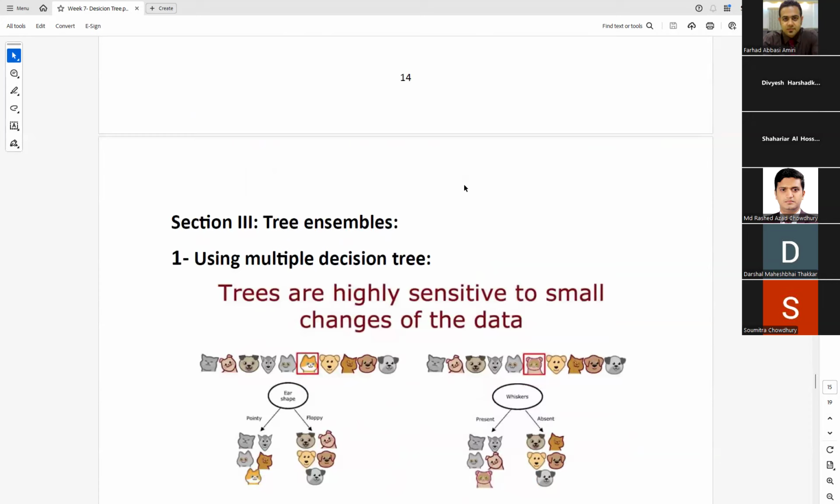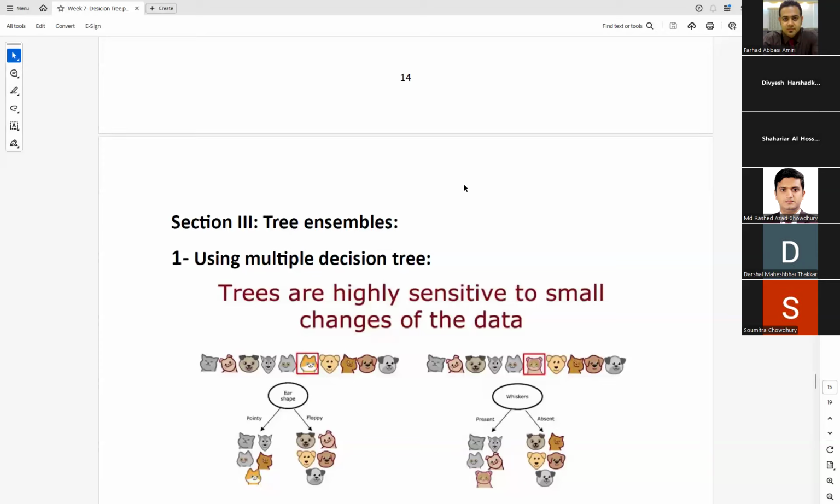Tree ensembles. What does tree ensembles mean? You remember that I told you that just using one decision tree doesn't work that well. We need an ensemble of trees, or a group of trees, to see their votes and then get the majority of votes to make a decision. We cannot just trust one decision tree.